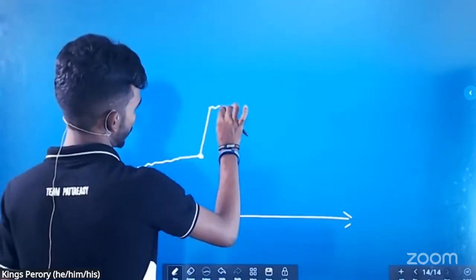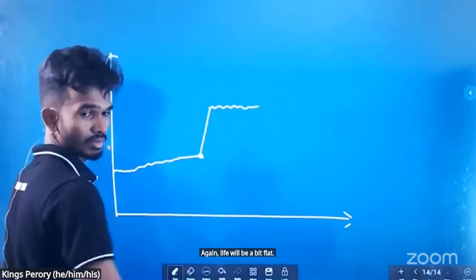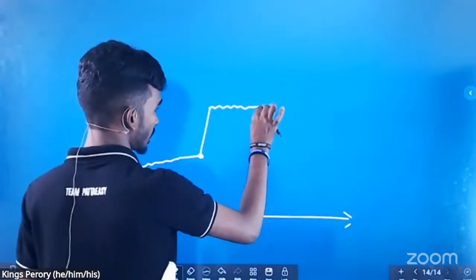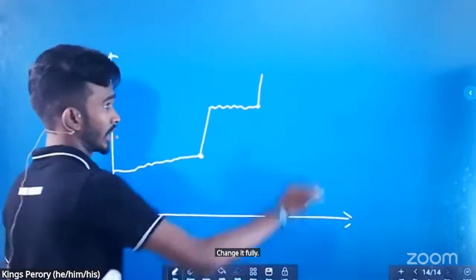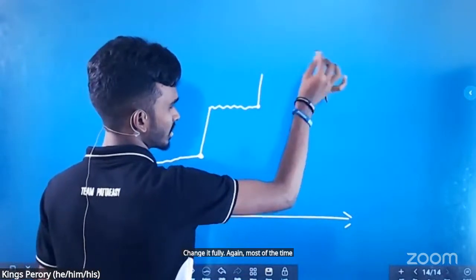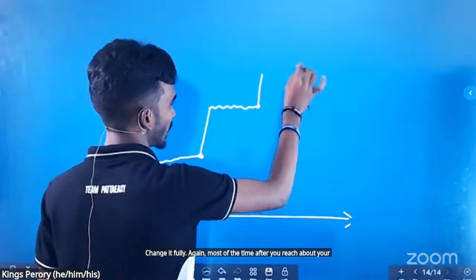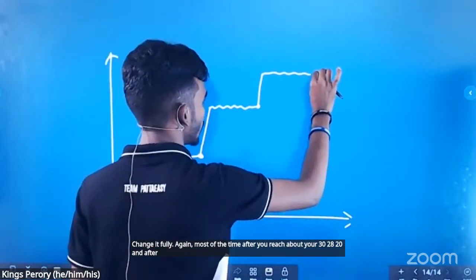Again, life will be a bit flat. Again, you get some chances to change it fully. Again, most of the time, after you reach about 28, 29, 30, after that, most of the time, your life again becomes flat.